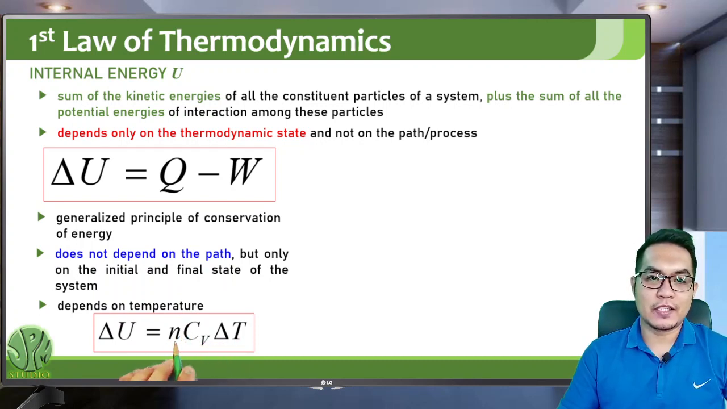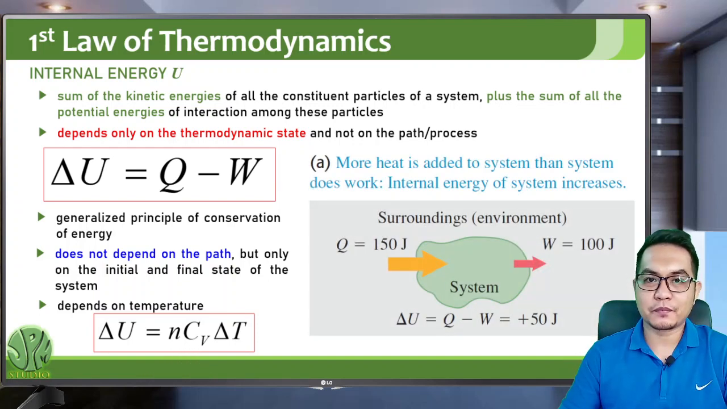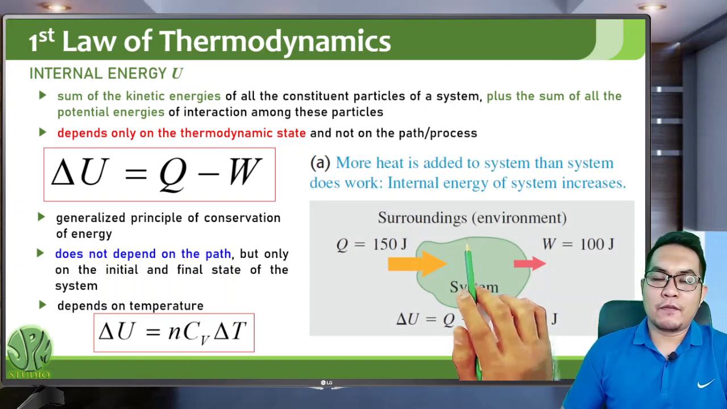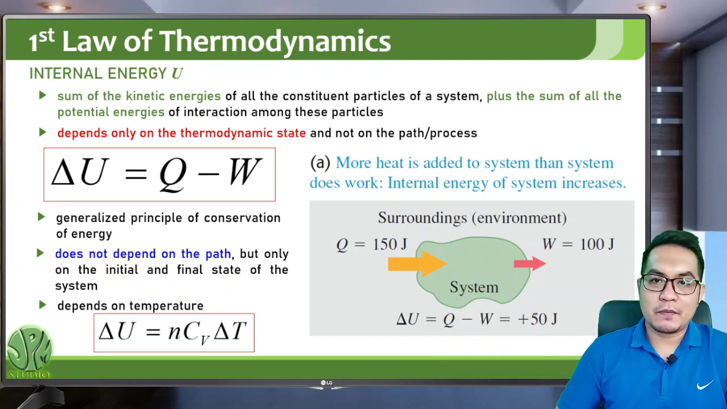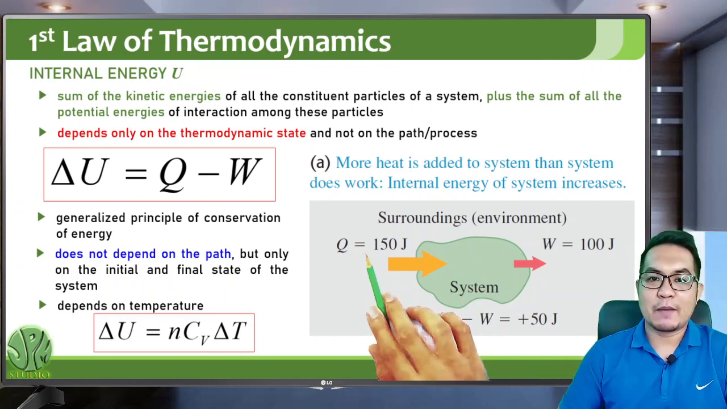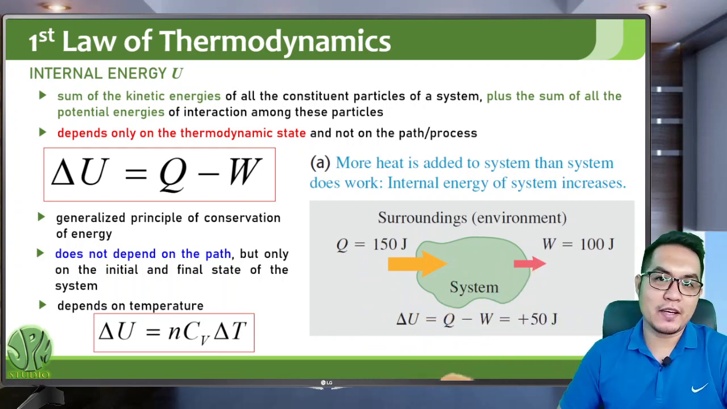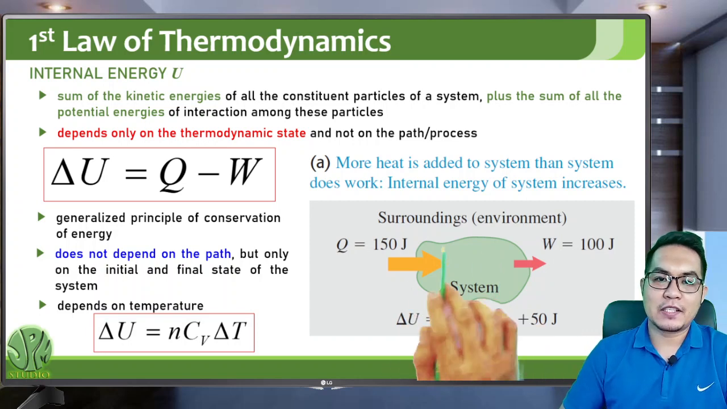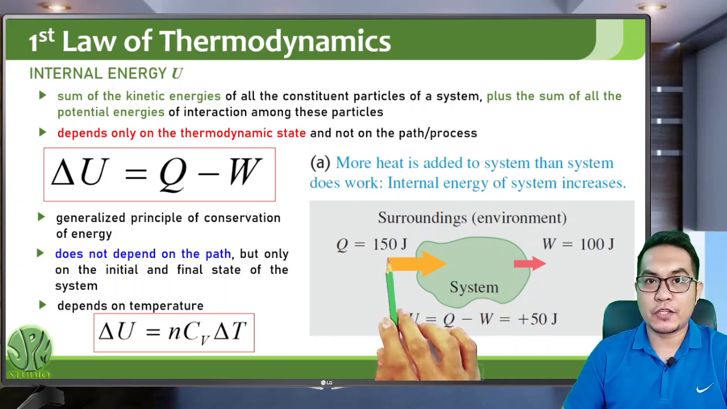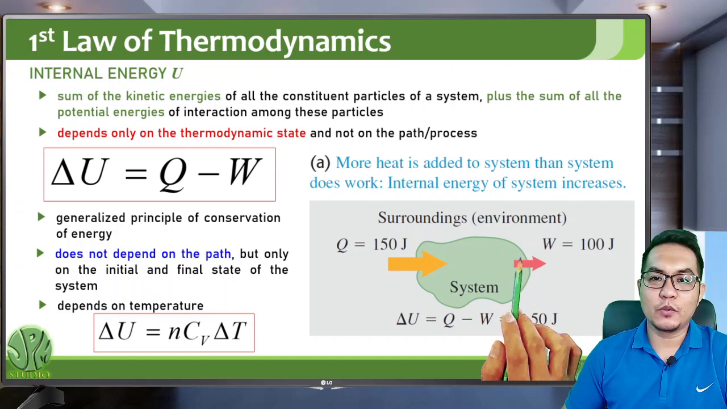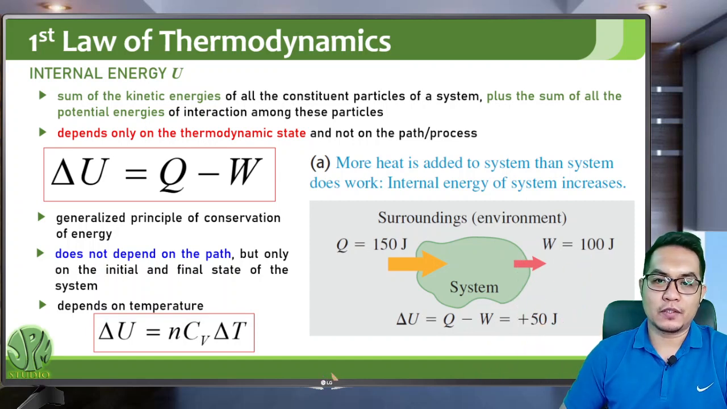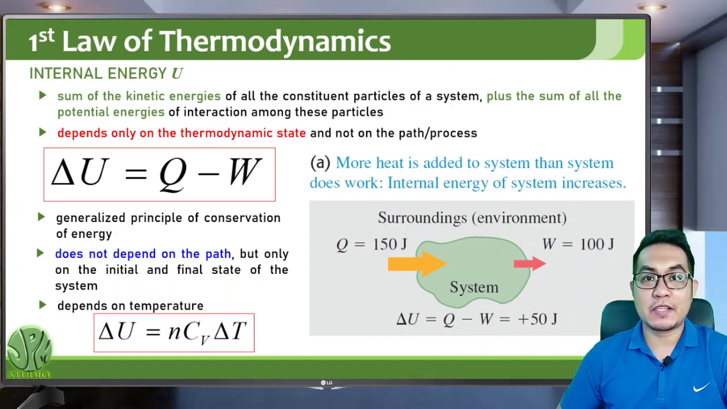So n is the number of moles, Cv is the molar heat capacity at constant volume. Before we have introduced Cp, that's the molar heat capacity at constant pressure. So, in order for the internal energy of the system to increase, the heat absorbed by the system must be greater than the work done by the system. So in this case, the system absorbs 150 joules of heat and it only does 100 joules of work. So therefore, the change in internal energy of the system is 50 joules.